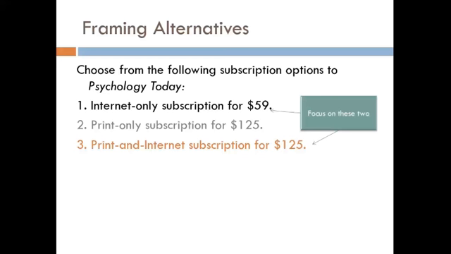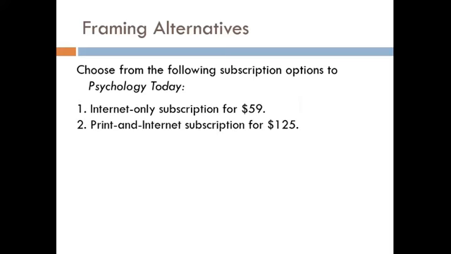So in that framing situation, where the problem was set up so that they would focus on only the two outside options and make a comparison like that, people were more likely to spend the $125 for the print plus internet. Okay, so now, let's just go ahead and take out the middle choice, right?